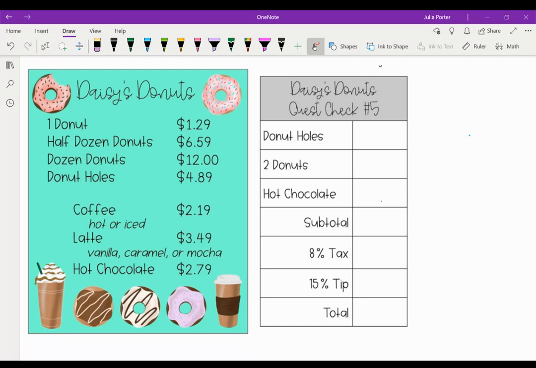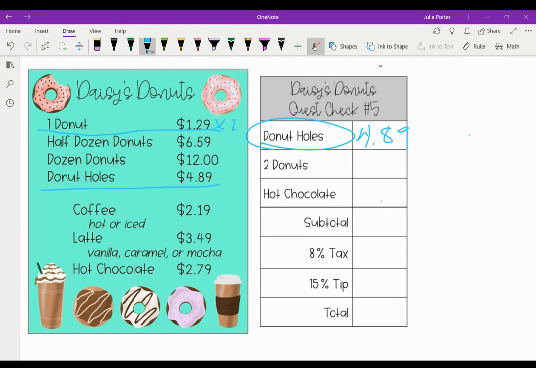So we are doing together Daisy Donuts guess check number 5. So let's go ahead and get started. To begin, we have our donut holes as our first item on our list. We're just going to go over to our menu, and our donut holes are $4.89. And then we have 2 donuts. I have my donuts right here, but that's only for 1 donut. So I'm going to need to multiply this times 2 to find that value.